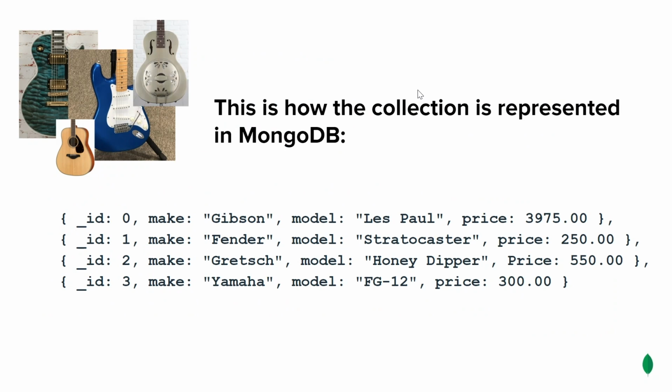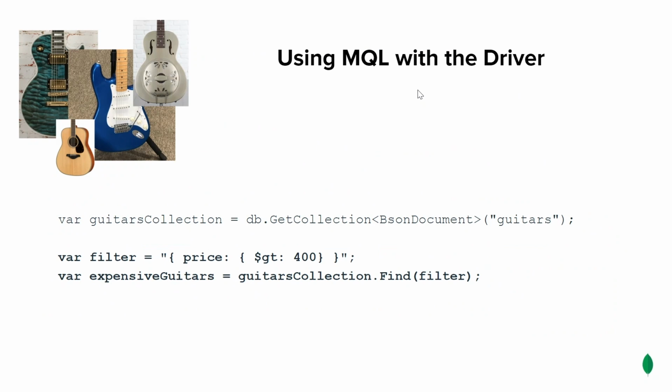Okay? Simple data here. So if you're familiar with the Mongo query language, you can continue to use that by simply passing a string that contains valid MQL into your find or any of the other CRUD methods we've got. In this case, we're creating a string property called filter. It contains a valid MQL statement, which is saying I want all of the documents where the price is greater than 400, and we're passing that in, and we will indeed get back what we expect.